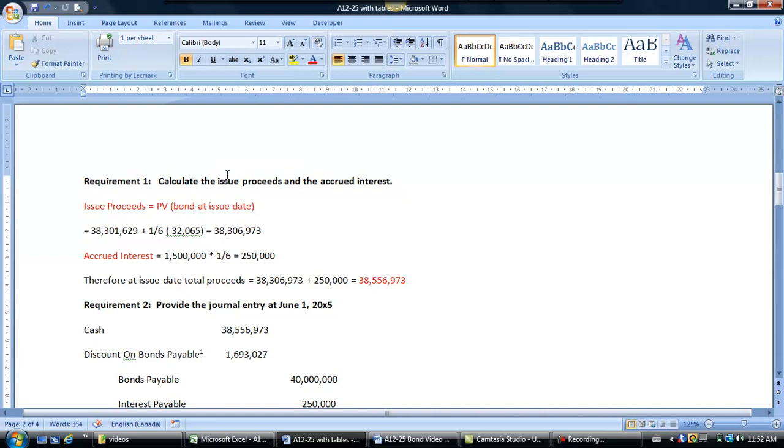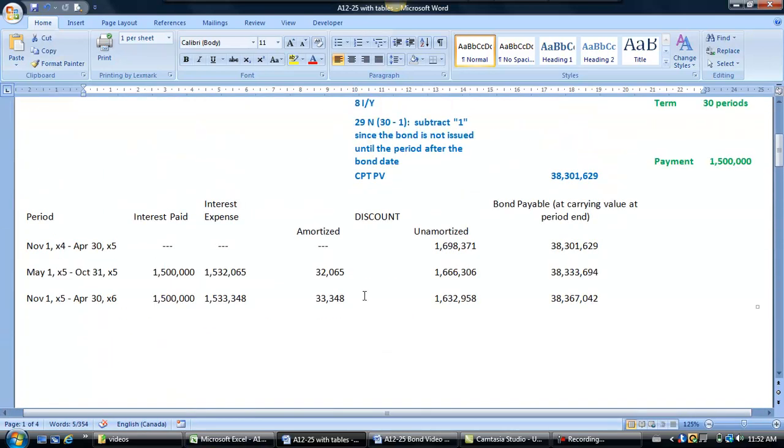So how are we going to calculate the issue proceeds? Well, the issue proceeds are going to be based on the present value of the bond at the issue date. So what was the present value on June 1st? If you take a look at your table, I'm going back to the Word document now. You can be viewing it in Excel if you want. We know that the present value of the bond to open this period, which was May 1st, is $38,301,629. So how am I going to calculate the present value not at May 1st, but June 1st?